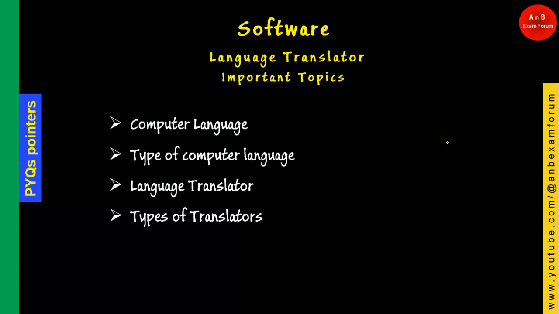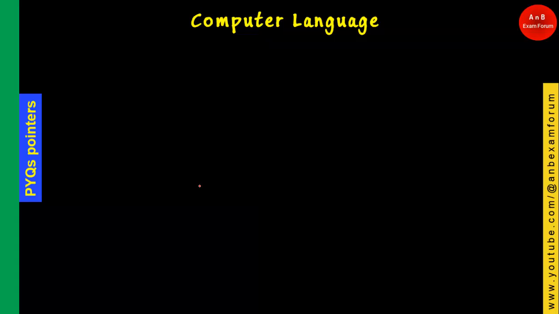So in the software chapter, in today's session, we are going to see one more important system software, that is language translators. And in this particular chapter, these are the important topics. First we are going to see what exactly is a computer language, what are the different types of computer language, and what exactly is a language translator along with their types. So the very first and the very basic one is a computer language.